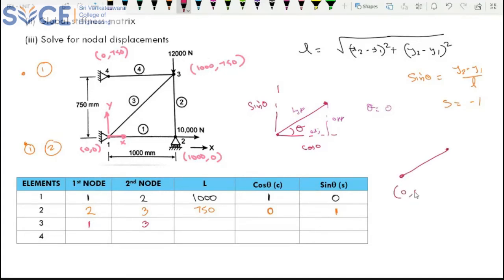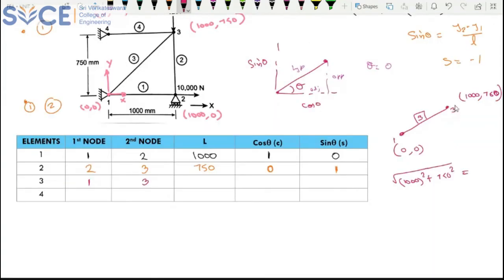So this is (0, 0) and this is (1000, 750), right? In that case, L is the square root of (x2 minus x1) squared plus (y2 minus y1) squared, so 1000 squared plus 750 squared. So what will you get? The square root of 1000 squared plus 750 squared. So 1250, sir. Okay, thank you. It is 1250, so we'll substitute 1250 here.